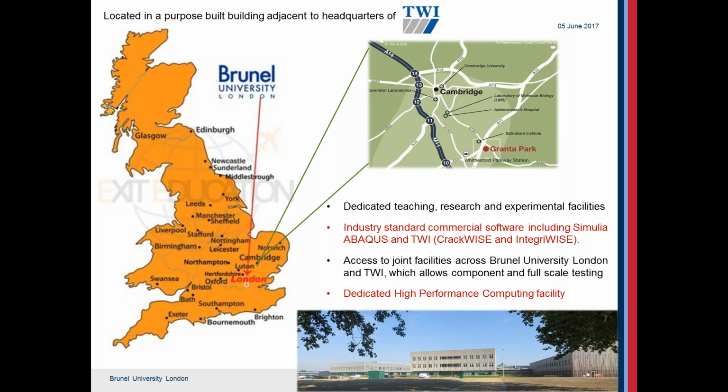The picture on the bottom of the slide is the three buildings, which are the new buildings specifically built to house the day-to-day running commercial operation of TWI. But as part of the central building here in the middle, we have our academic offices. You have your dedicated teaching and computational labs, and this is where your research projects will take place as well. So you'll be based full-time here at Granta Park. We have dedicated teaching, research and experimental facilities, so we can support a wide range of projects, ranging from component testing right the way through to full-scale testing as well.